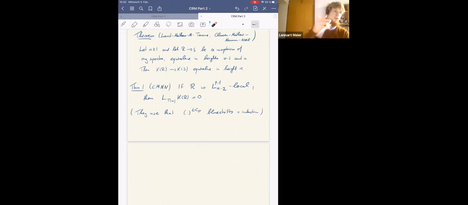And then there's the result, which is proven in our paper. So if R to S is an LnPF equivalence, so it's an equivalence in height 0 up to n. Let's phrase it this way to not say something wrong. Then K of R to K of S is an equivalence in height n.